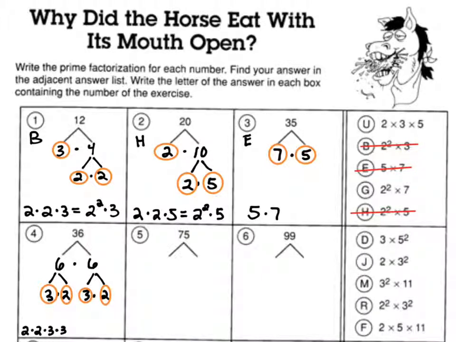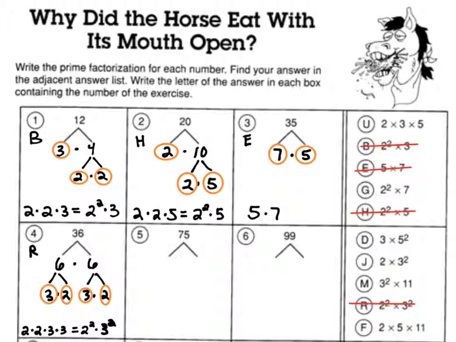Once we picked our fruit, then we're going to shorthand it. 2 to the second power because there's 2 2's, and 3 to the second power because there's, I mean 2 3's, excuse me. There's 2 3's. Cross it off. That's letter R.